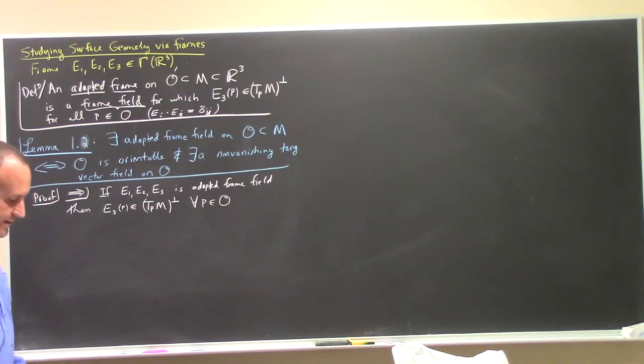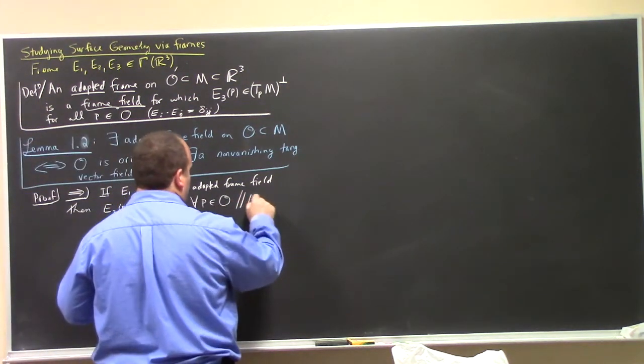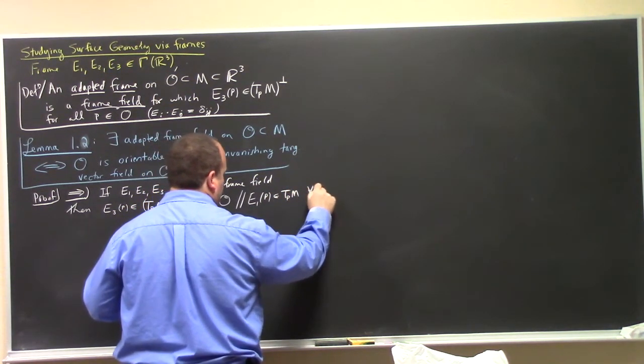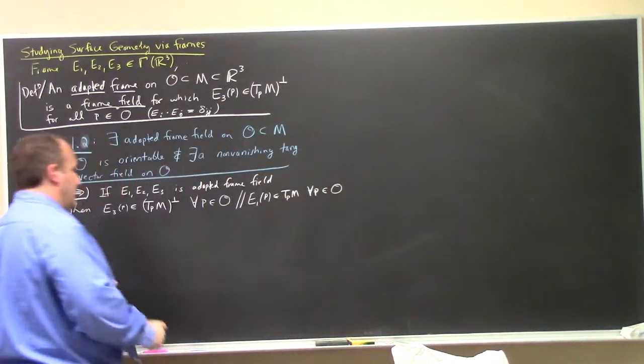Essentially, you can think of E3 as the unit normal, right? E3 also has length 1. And how about a non-vanishing tangent vector field? Well, either E1 or E2 will work for that, because they're perpendicular to E3, and consequently, they must be what? I mean, we're assuming that E1 dot E3 is 0. That means E1 is everywhere perpendicular to E3, which must mean that E1 is in the tangent space to M at P for all P. So there's nothing terribly exciting that way.